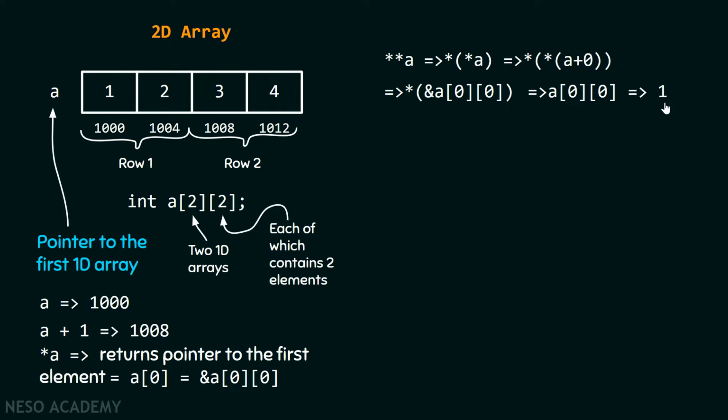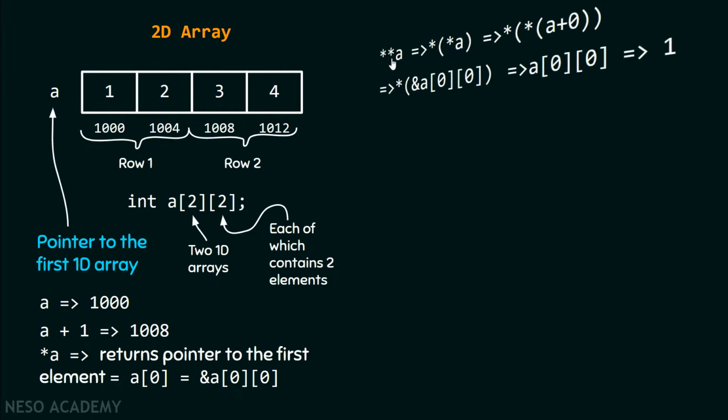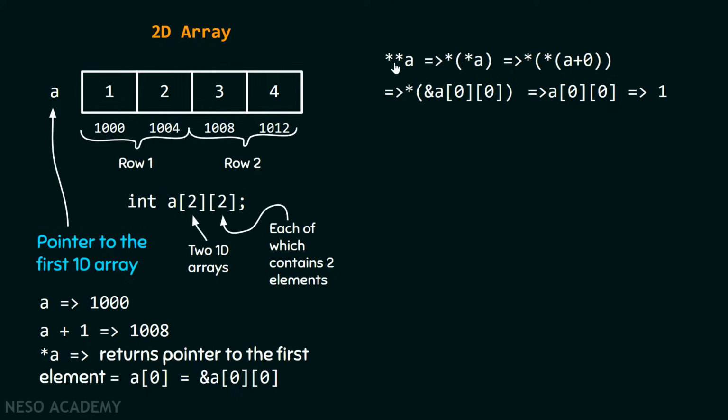So what is the conclusion? If we want to get the first element of a two-dimensional array, then I have to put 2 stars in front of A, that is the name of the array, instead of putting just 1 star. And we can easily remember it. In case of 2D array, we need 2 stars. In case of 1D array, we need just 1 star.